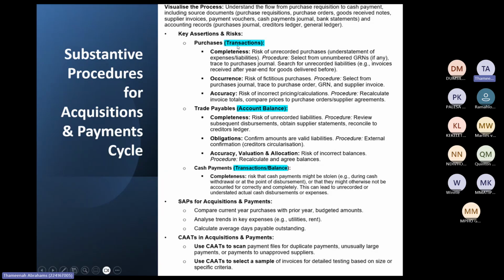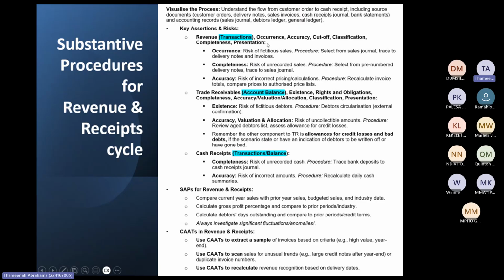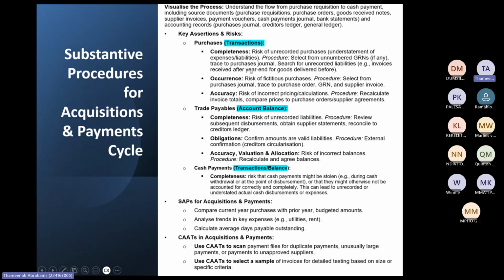So like I said, purchases is a transaction. So there you have all your transactions assertions. I don't have it stated again, but if you want to look at the assertions, you can always go back to the revenue slide. Then again, the same kind of thing happens. Completeness is if there's an unrecorded purchase, meaning they didn't record all the purchases for the year. So it's an understatement of expenses or liabilities. Because remember, if they didn't record all the purchases, they didn't record the debit leg, which means the credit leg will also be short. Or if it's not liabilities, the credit leg could also be your cash and cash equivalents.